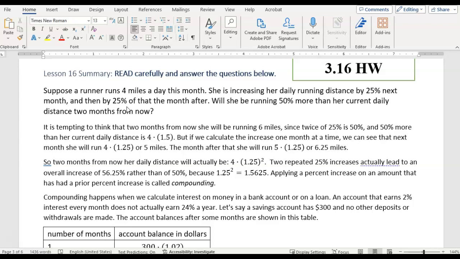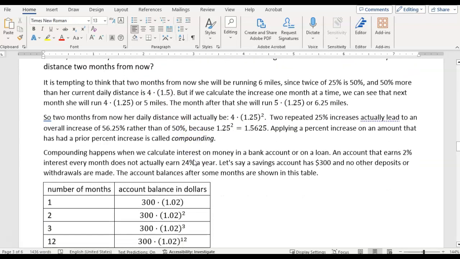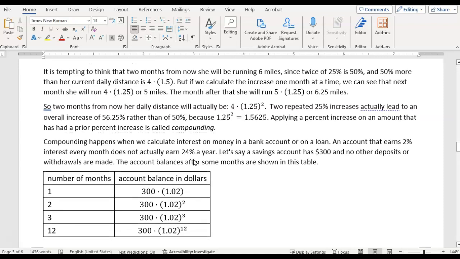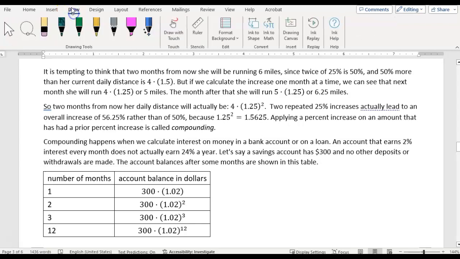So if you take a discount, for example, and then you take another discount, you need to take the first discount first. You can't just add that percent decrease together. Similarly, if you're adding interest, you can't just add the interest percentages over time. You will need to take a different look at it because you're going to be increasing based on the new amount, based on that increased amount. And when this happens, if we're taking a percent increase on an amount that has already had a prior percent increase, this is called compounding. And so that's why today we talked about compound interest.